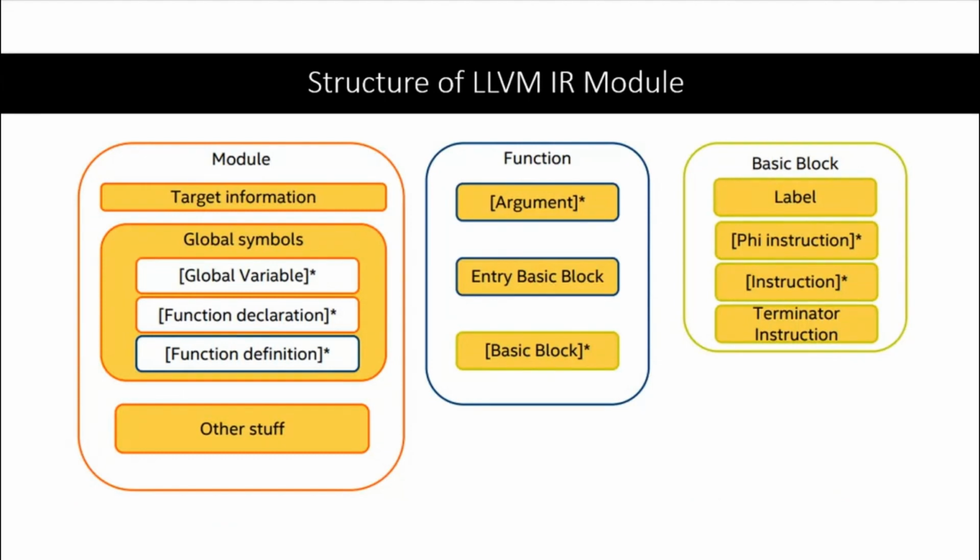So this is the structure of the LLVM intermediate representation module. A module is a nested, hierarchical structure, meaning that your module, which is your source code file, contains some target information and basically 0 or more global symbols. If you're familiar with regular expressions, that star at the end means 0 or more of the preceding data type. So we have global variables, function declarations, and function definitions, and inside the function definitions we have basic blocks.